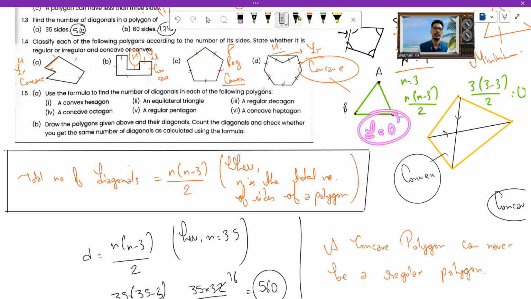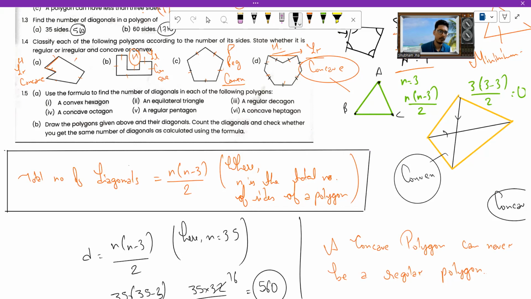Okay, the rest I will leave up to you. Concave heptagon. Heptagon, n is equal to 7. So here 7 into 7 minus 3 upon 2, which is basically 14. Okay, this is how we'll find the values.